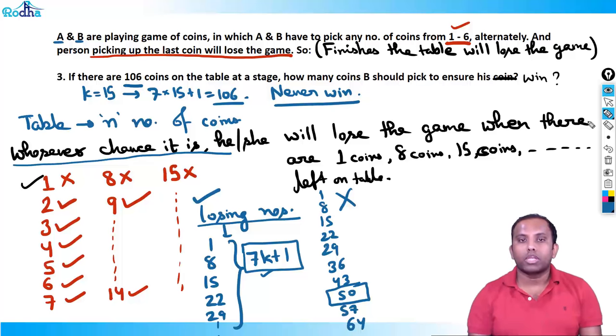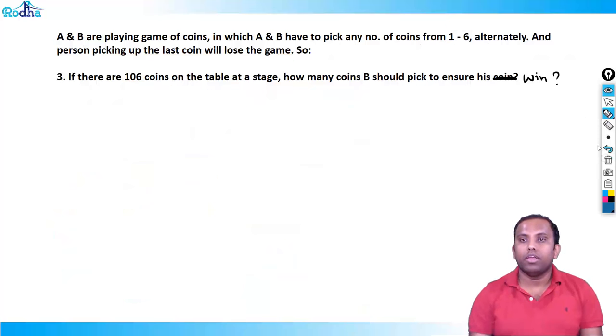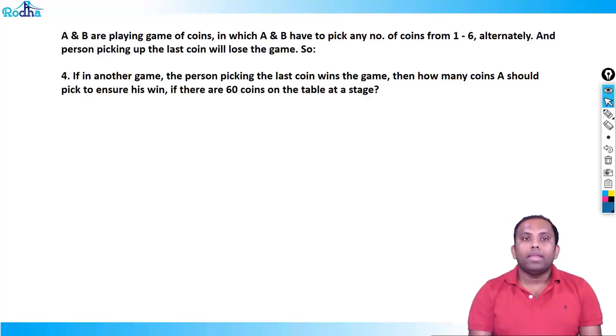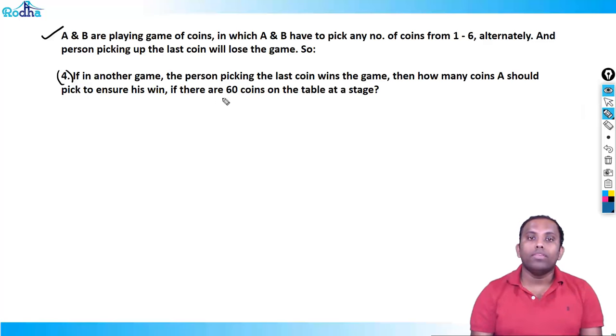Now, let's move to question number four. And an important question. Okay. See. Now, A and B are playing a game of coins. This is a set. Okay. But it is given that in another game, this is question number four, if in another game, the person picking the last coin wins the game, then how many coins should A pick to ensure his win if there are 60 coins on the table at a stage? So in another game, the person picking the last coin wins the game.